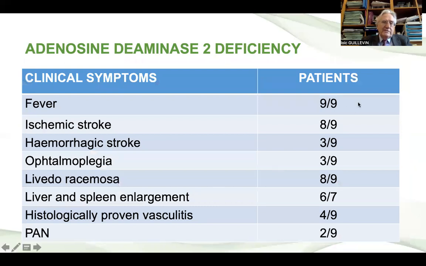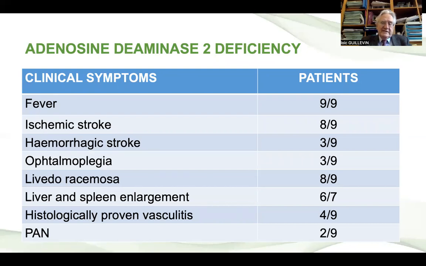Here you have the clinical symptoms of the first 9 patients. Polyarteritis nodosa was present in 2 of 9. The vasculitis was proven in half of the patients. And the other symptoms were fever, stroke, hemorrhagic or ischemic, ophthalmoplegia, and livedo racemosa, and also liver and spleen enlargement.